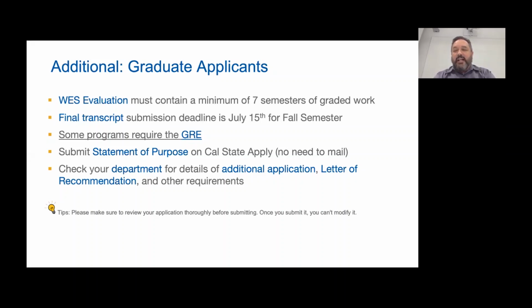I mentioned the GRE. You'll be able to look at that. You can do some practice exams. Also, your program may require the GMAT. Statement of purpose, etc. Very often, there's no need to mail those. You'll be able to do it right on the Cal State Apply. Our team will help you with the steps if there are additional requirements for your graduate program. We'll be able to help you with that information.